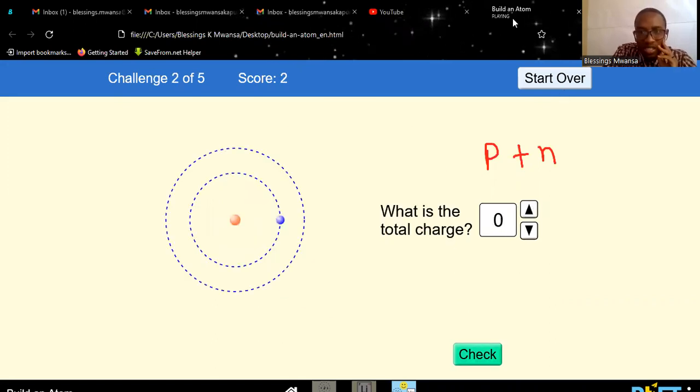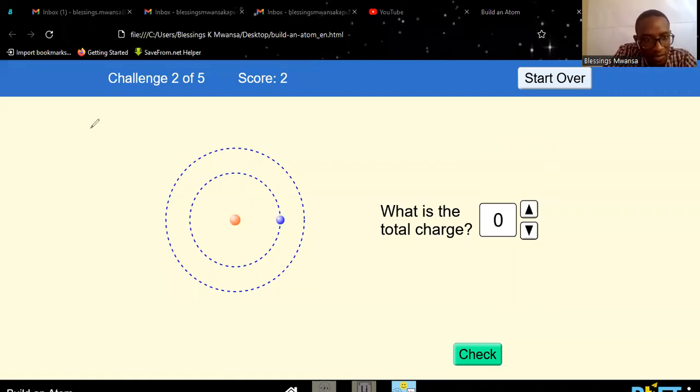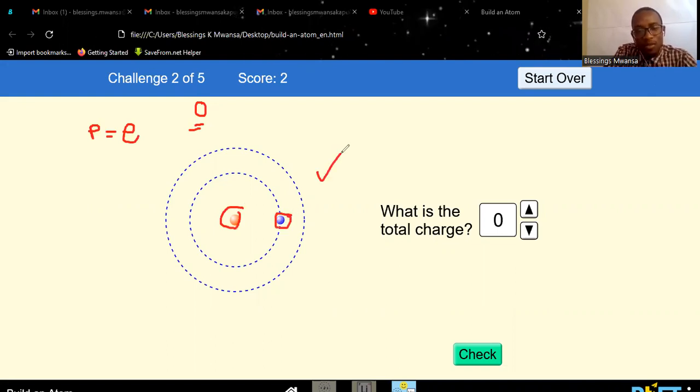What is the total charge? Okay, we're not going to use this formula. What is the total charge? So to get the total charge, you have to understand that if the P is equal to the E, then the charge of an atom is always 0. So is this P equal to the E? Yes. Therefore, my charge is 0. An atom has got a neutral charge. So let's check if this is correct.